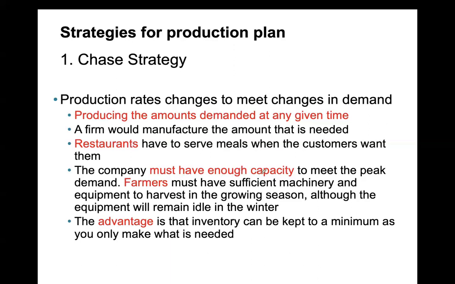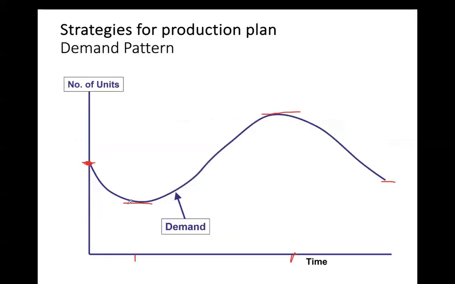The company must have enough capacity to meet the peak demand. So this is a critical point. When an organization is following chase strategy, there will be certain periods when demand will be low and other periods when demand will be high. So when demand is high, the organization should be ready. They should have all inventory, materials, and machinery available to meet this demand.